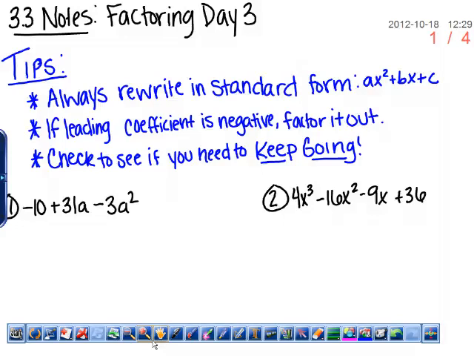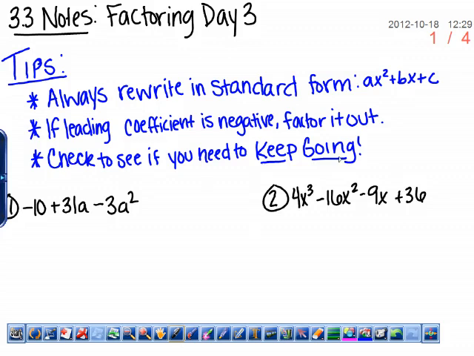Okay? If the leading coefficient, and by the leading coefficient I mean our a value, is negative, you want to factor out a negative. It's a lot easier to factor if you don't have a leading coefficient that's negative. I'm not saying it's impossible, but I see lots of people make mistakes with the signs. So if you can factor it, I want you to go ahead and do that.